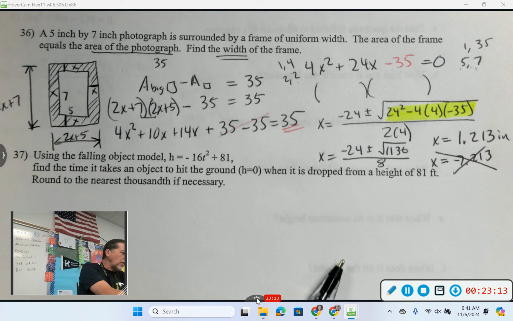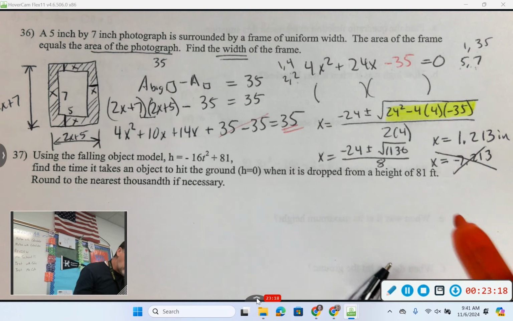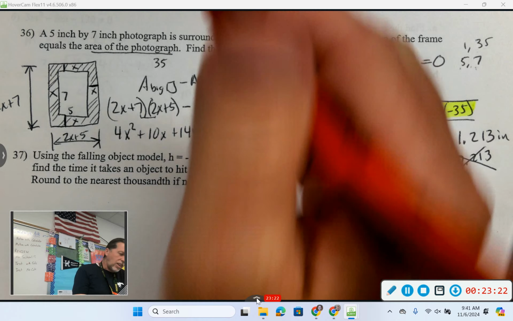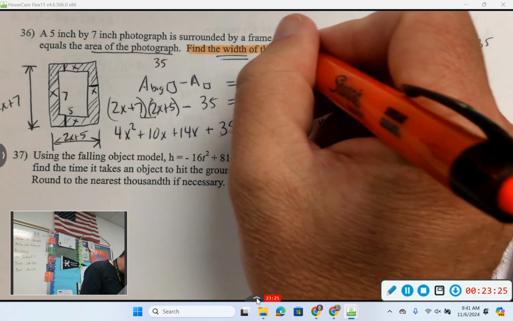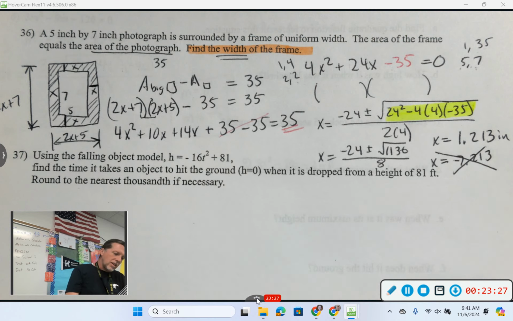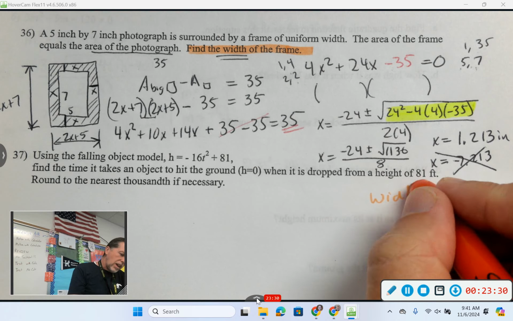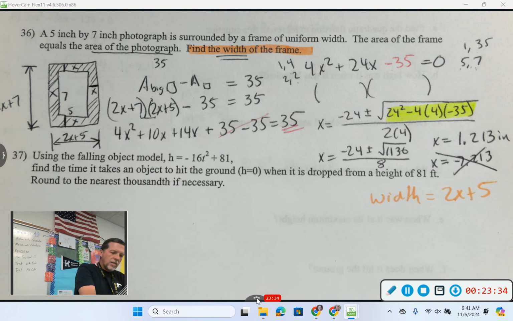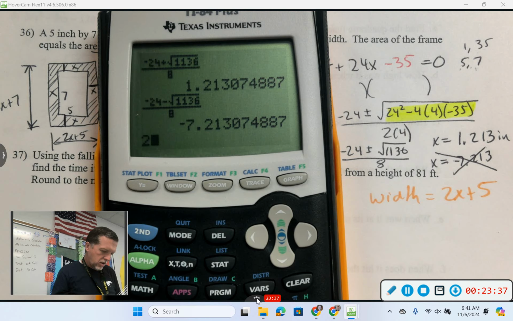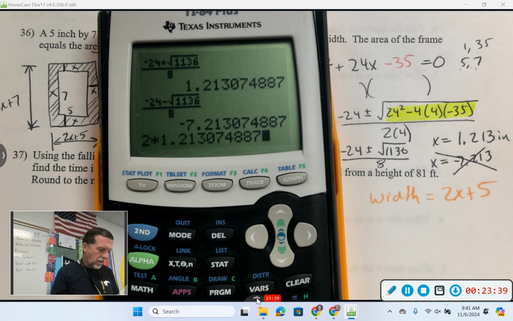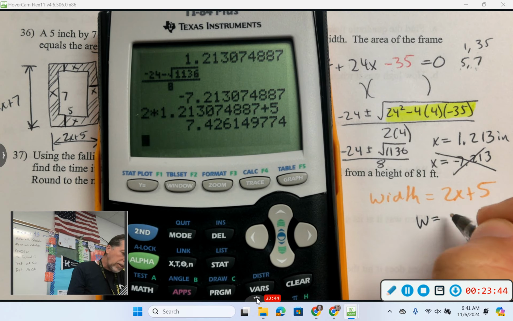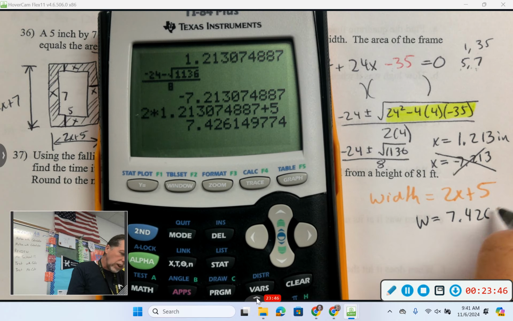I caught this earlier. Kind of surprised I caught it, honestly, first time through. X equals 1.213 is not the answer to the question. What's the width of the frame? Yeah, the width is 2x plus 5. So 2 times width plus 5. So the width of the frame is 7.426 inches.